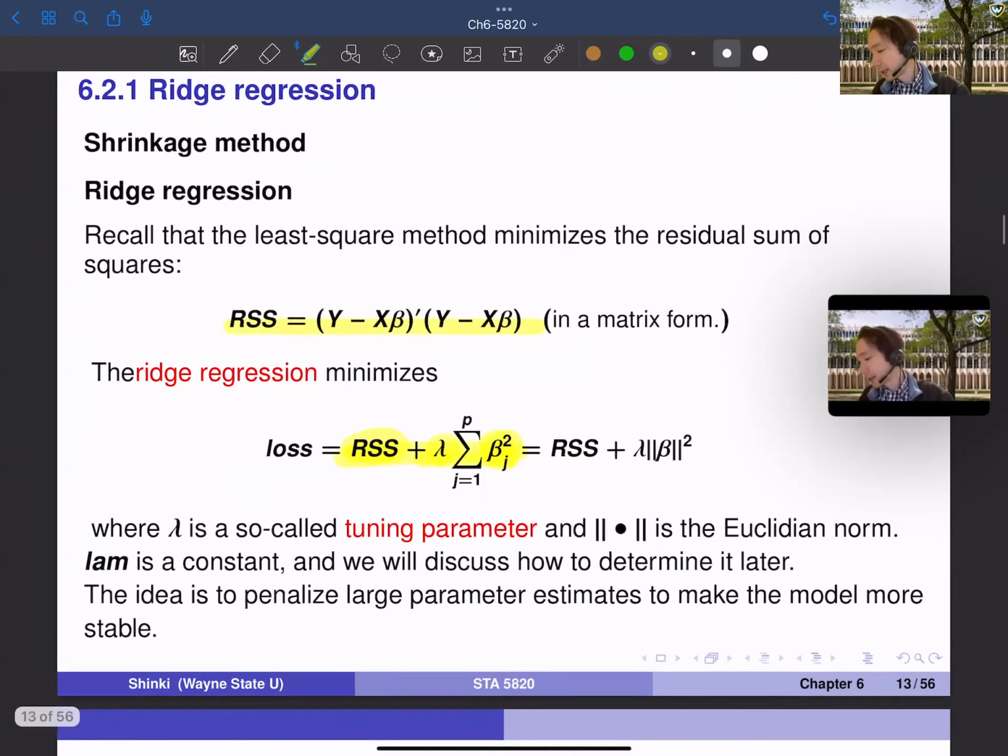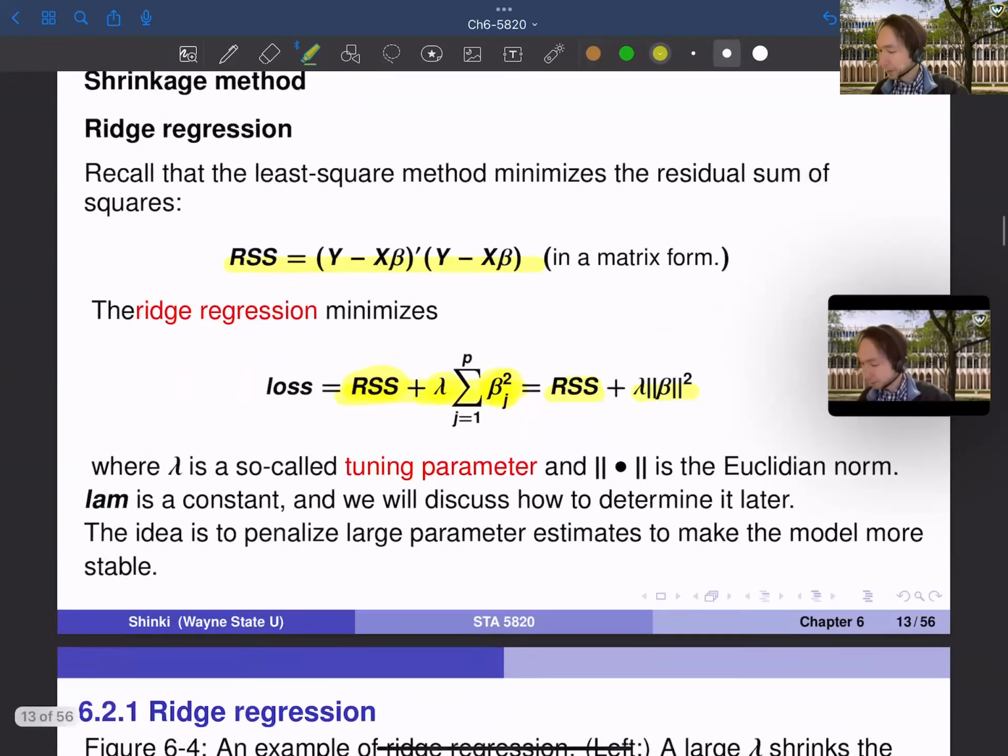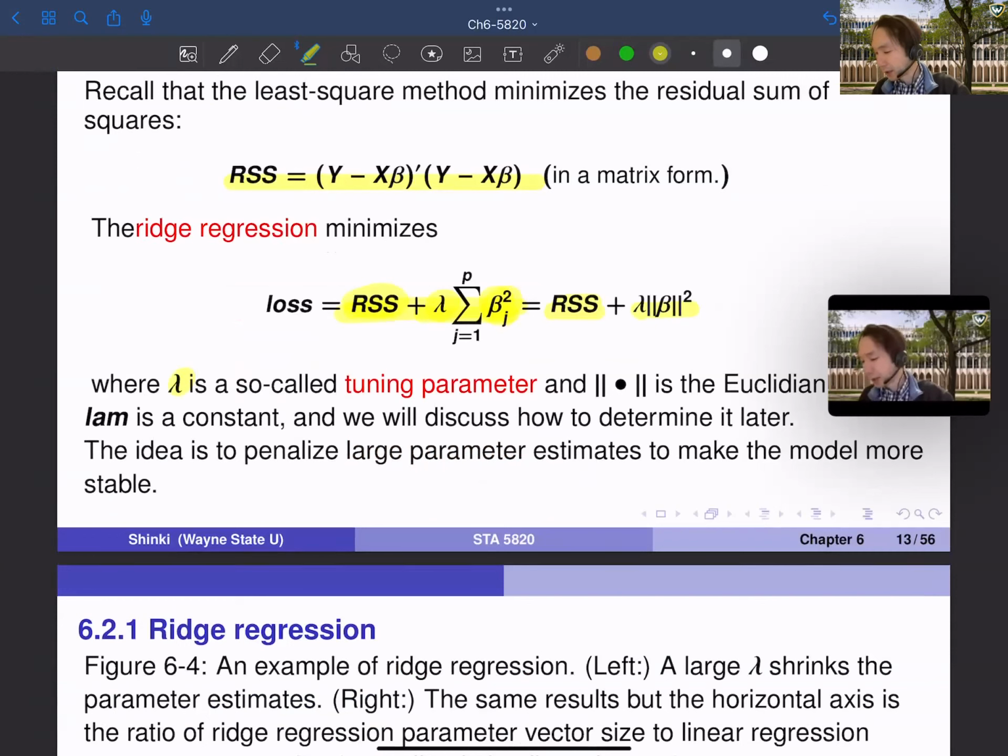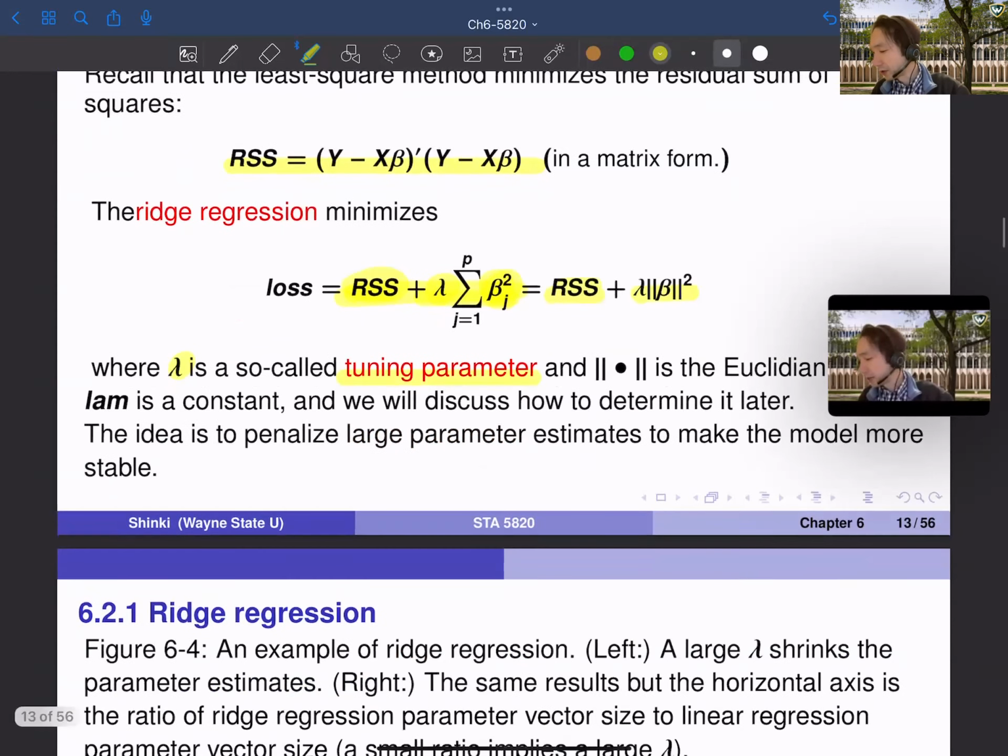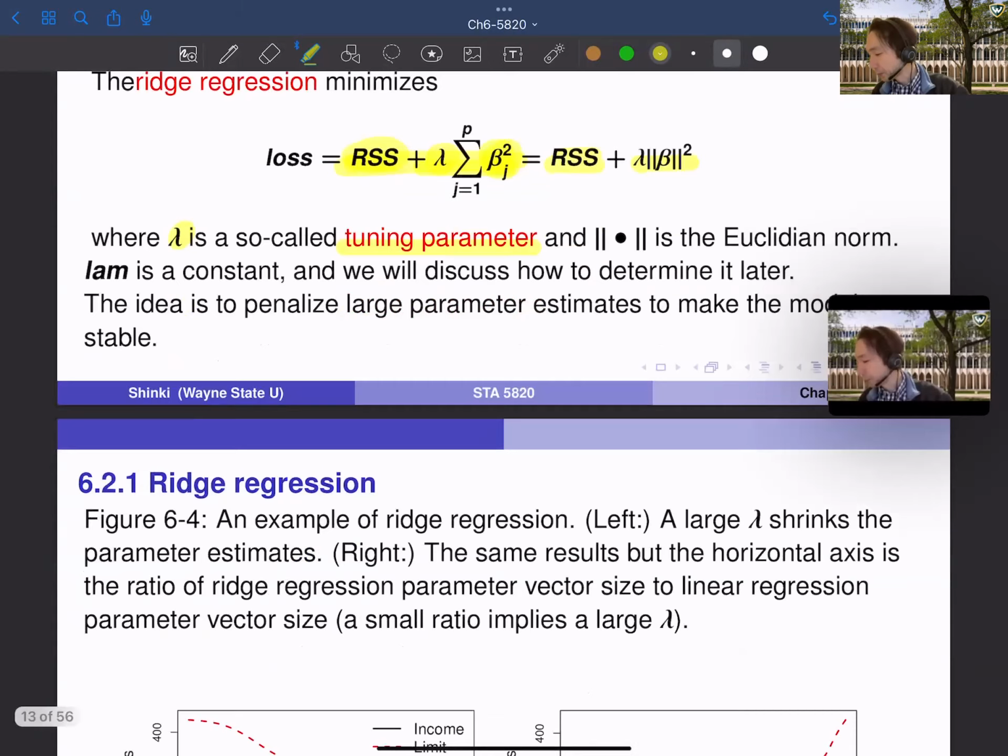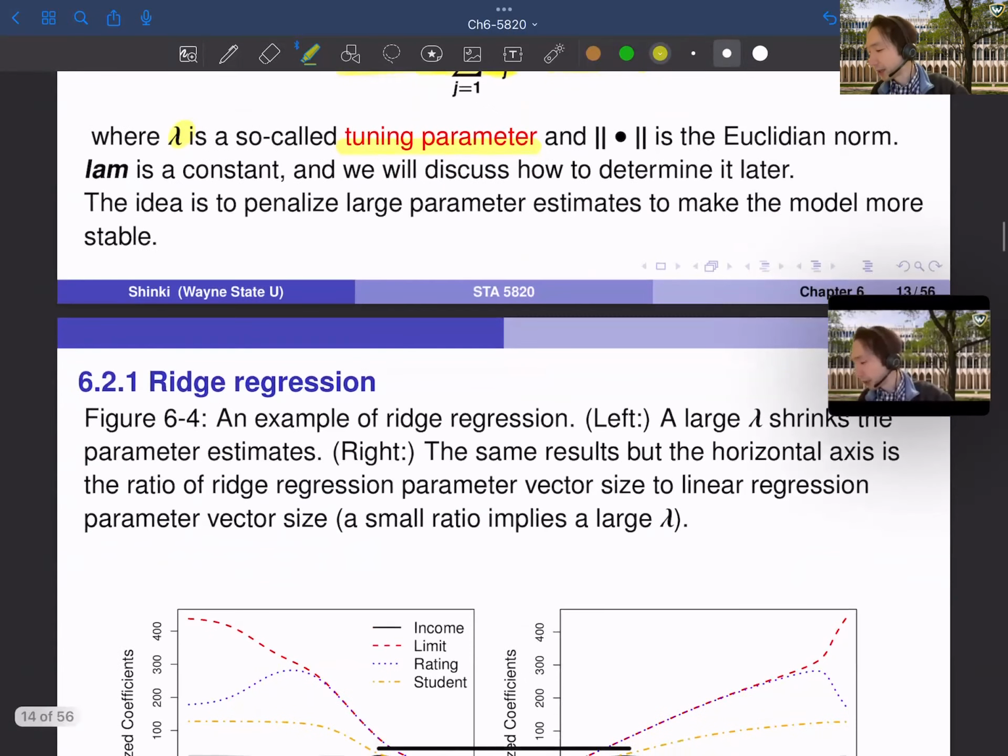So it balances the size of errors and also the model complexity. A simpler model is better, and also a smaller RSS is better. And lambda will be determined finally by cross-validation. It's called a tuning parameter, a kind of nuisance parameter. The beta j are the parameters of interest, but lambda is a kind of intermediate parameter.